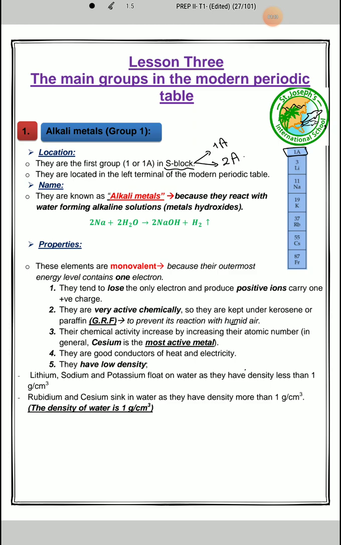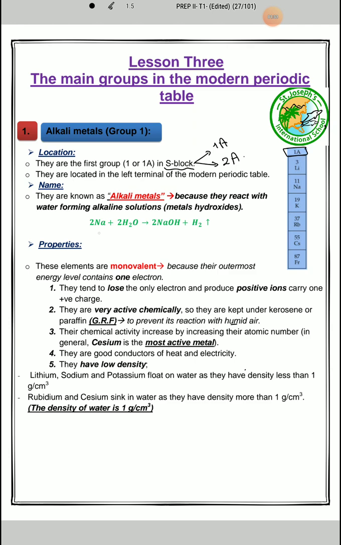طيب why all of the metals in group 1A, why they are called alkali metals? The answer is that because when they react with water they form alkaline solutions. Alkaline solutions, it means that they change the color of the litmus solution from red to blue.